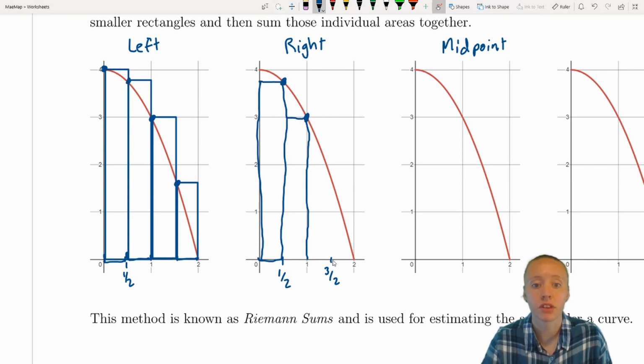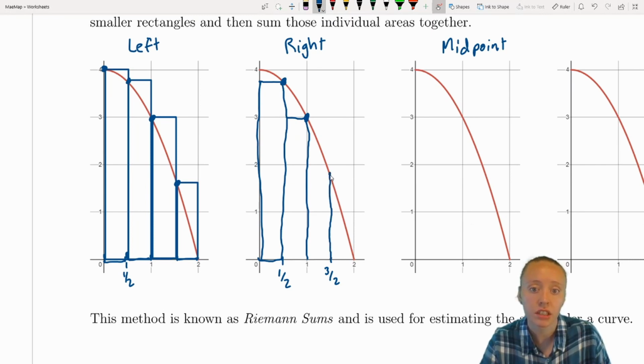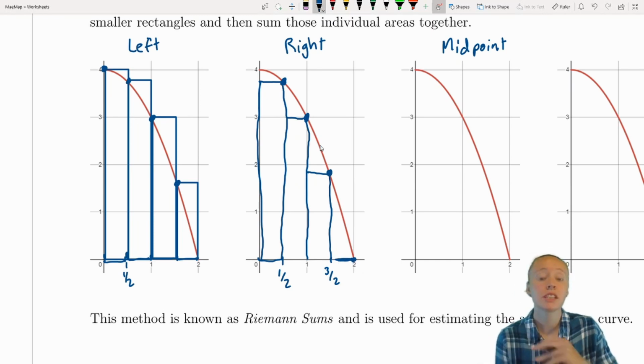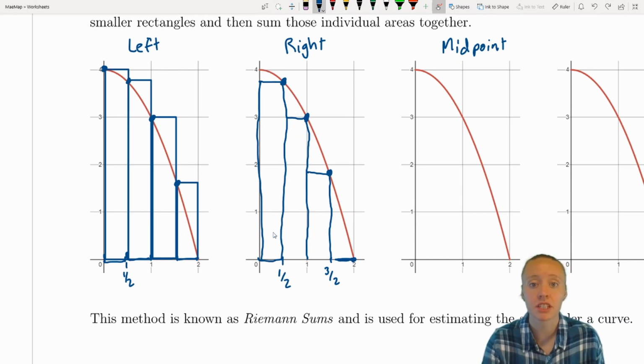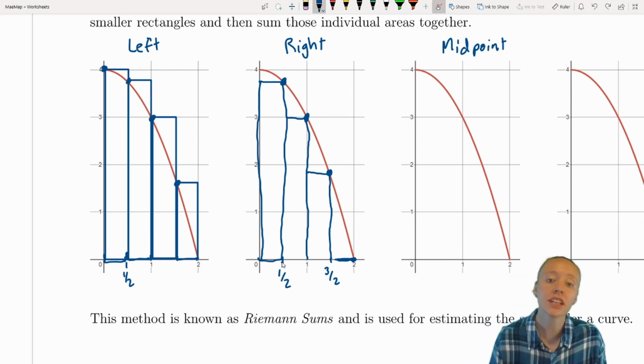And then for 3/2, same deal. I'm going to go up to the function, extend that over, and then notice at 2, I am touching my function. So my height at 2 is 0. You can see from my right Riemann sum that I'm going to underestimate the area. Look at all this area I haven't even taken into account. So my right Riemann sum, because this is sloping down, is going to underestimate.